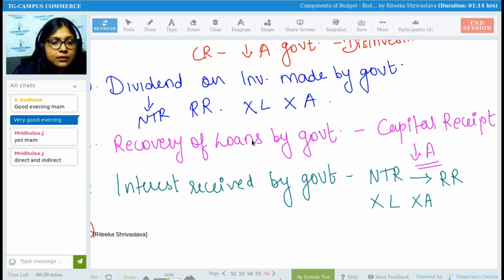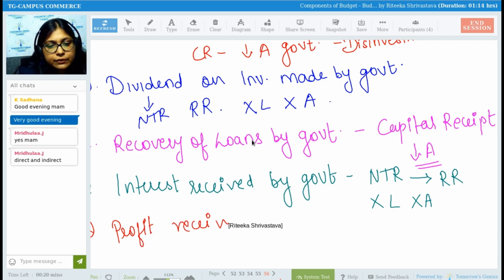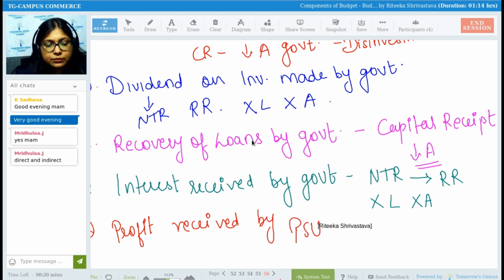Next question. Profit received by PSU. Tell me quickly, is it a revenue receipt or a capital receipt? Profit received by PSU. Done? All of you?